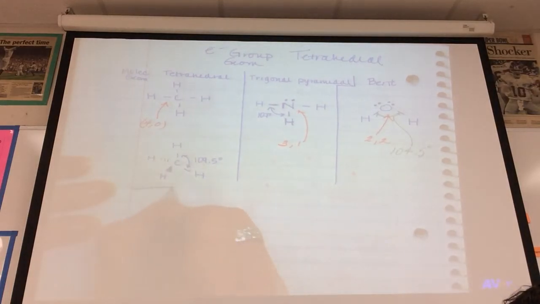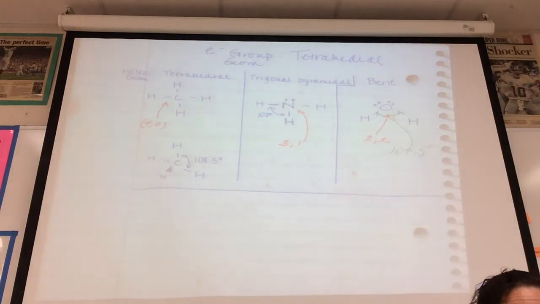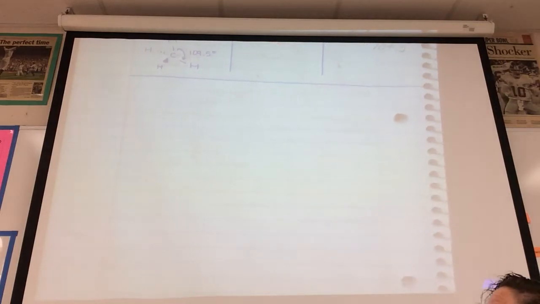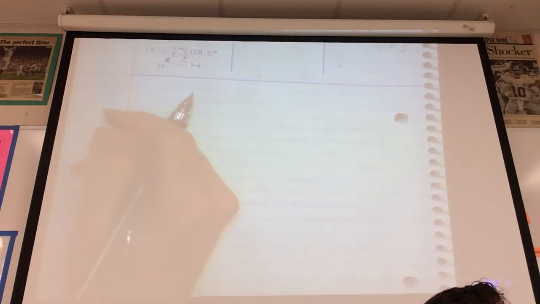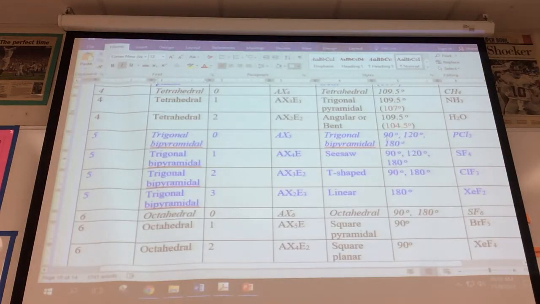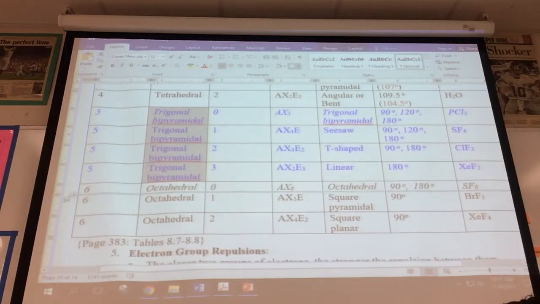Here are going to be the new ones, because you haven't seen the expanded octets until this year. So what we're looking at here is 5 electron groups or 6 electron groups. With 5 electron groups, you're going to have trigonal bipyramidal electron group geometry. You can have trigonal bipyramidal, seesaw, T-shaped, linear, and I'll show you what these look like. With 6 electron groups, you have octahedral, square pyramidal, square planar.